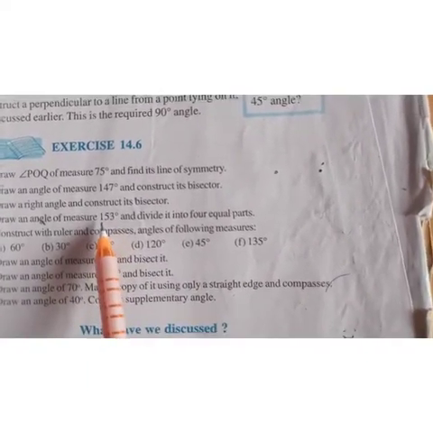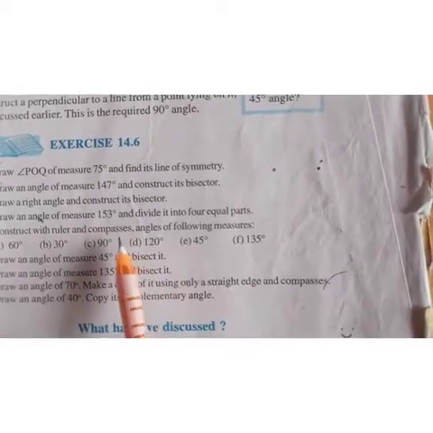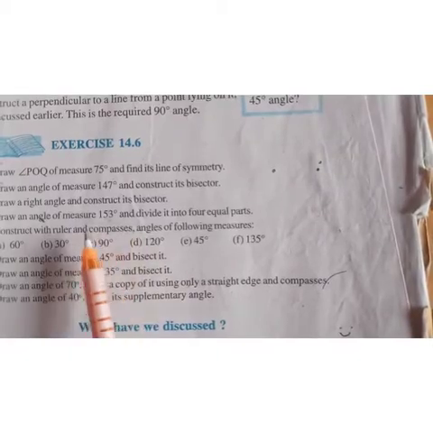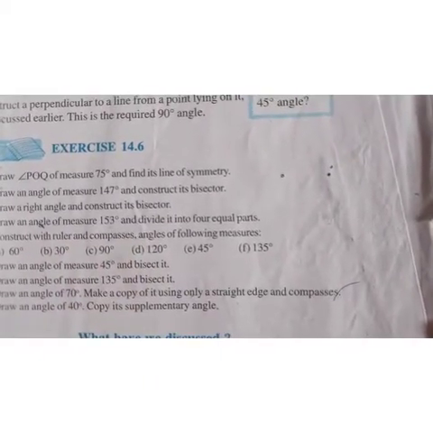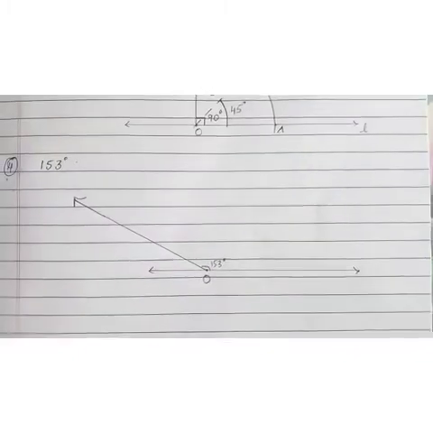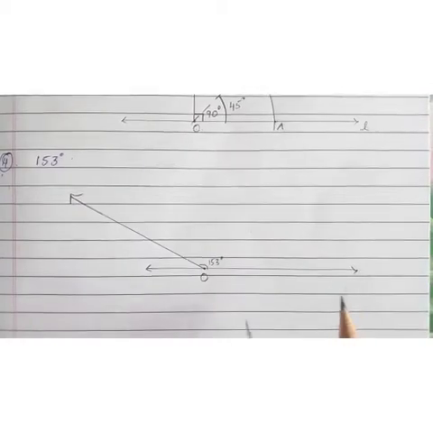We will construct a 153 degrees angle with the help of a protractor. You already know how to construct it, isn't it? So draw an angle of 153. Even I will draw. Do it with me. So children, I have made an angle of 153 degrees with the help of a protractor.